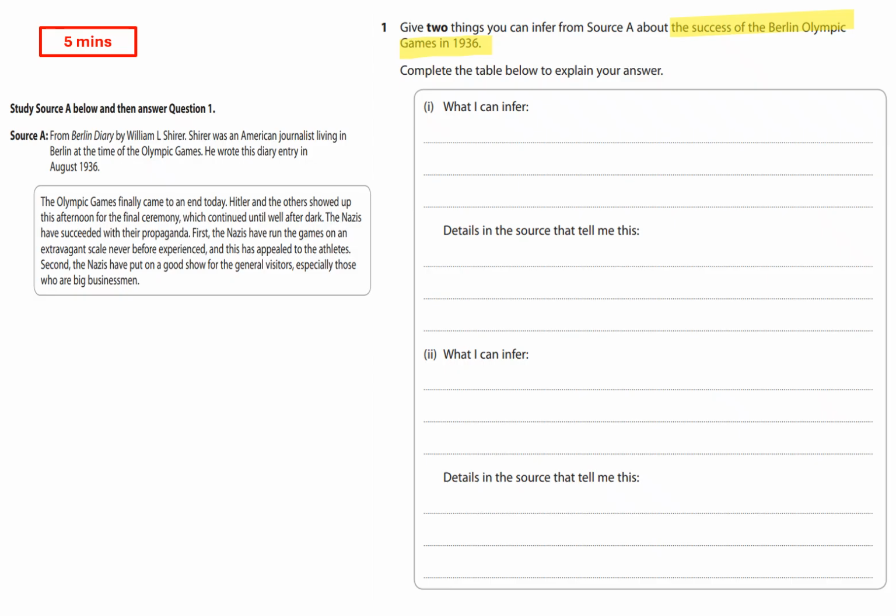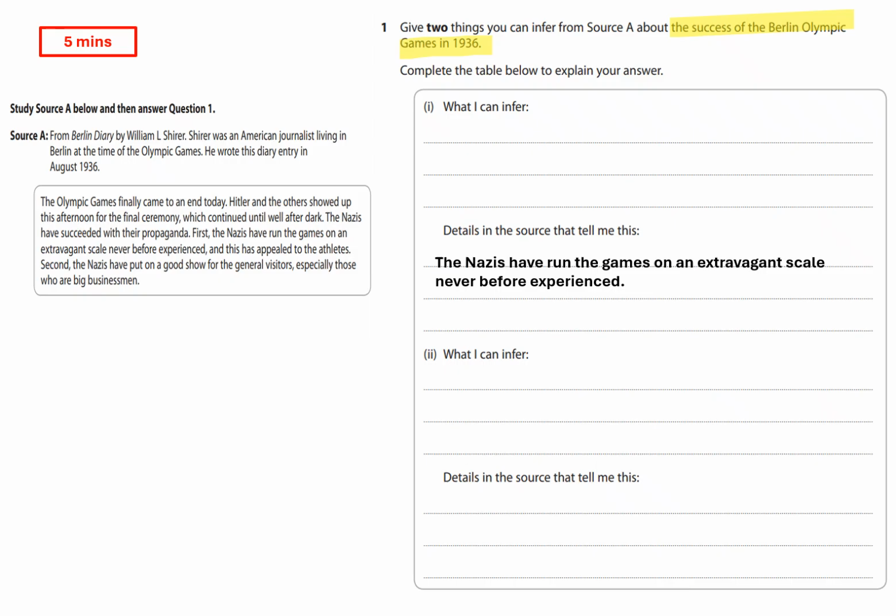So you'll be asked what you can infer from the source and what detail in the source has made you say that. So detail in the source that tells me this. What I would suggest doing is perhaps answering this question backwards. So pick the detail in the source and then say what you can infer from it. So for example, I'm going to write here detail in the source that tells me this. So I'm just going to pick a quote from the source.